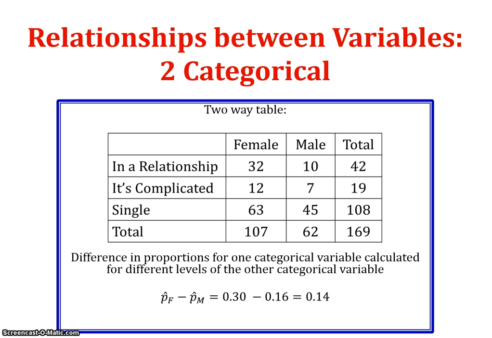We'll also look at how we can describe relationships between variables. When we're working with two categorical variables, we'll often try to use a two-way table to start to examine the relationship between the variables. Here it's looking at whether or not there's a relationship between a person's gender and whether or not they're in a relationship, as reported on Facebook. When we're dealing with two categorical variables, we focus our inferences on the difference in the proportions of one categorical variable calculated for the different levels of the other. So for instance, the proportion of females in a relationship minus the proportion of males in a relationship.